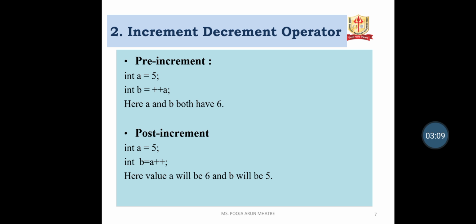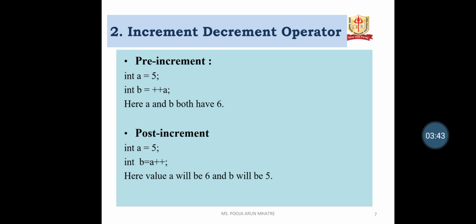Pre-increment. For example, int a is equal to 5 and b is equal to plus plus a. So here a and b both have the value 6. That means if the value of a is 5 and it is a pre-increment, the value of a is incremented first. The 5 is incremented by 1, that becomes 6, and the value 6 of a is assigned to the variable b. That is why a and b both have the value 6.